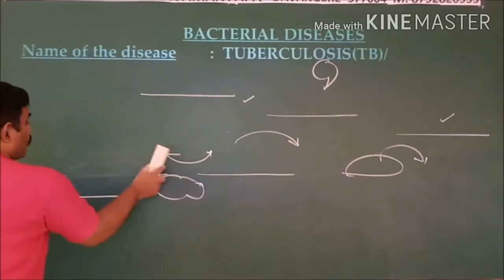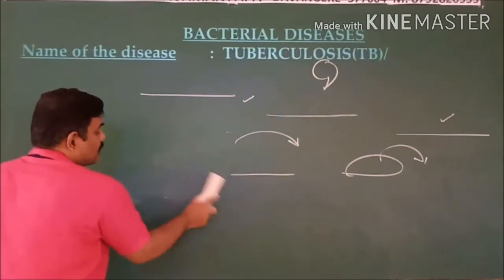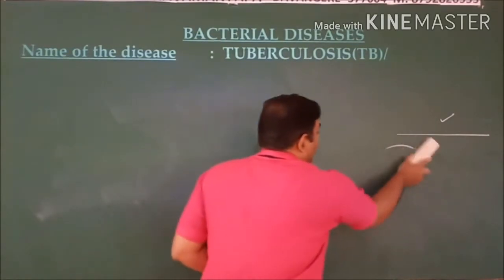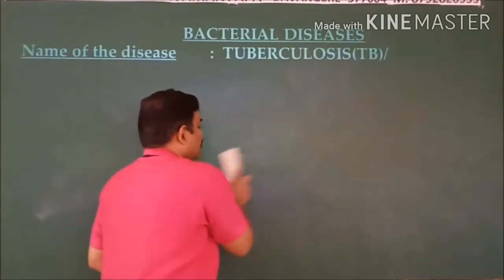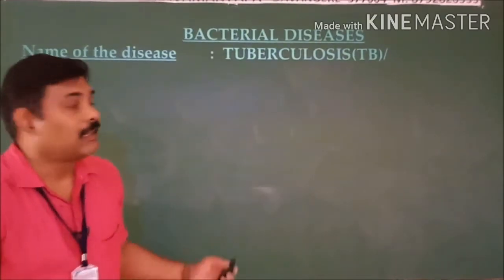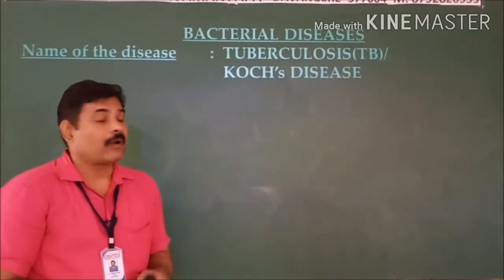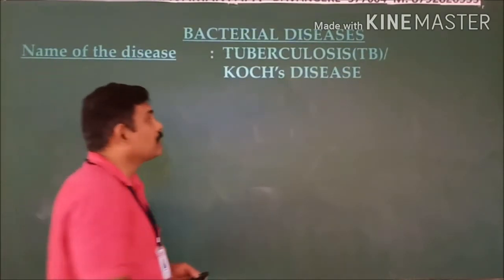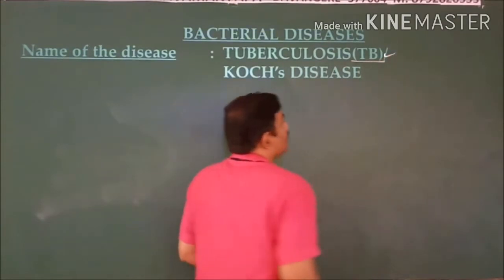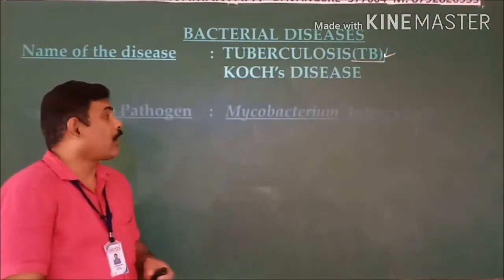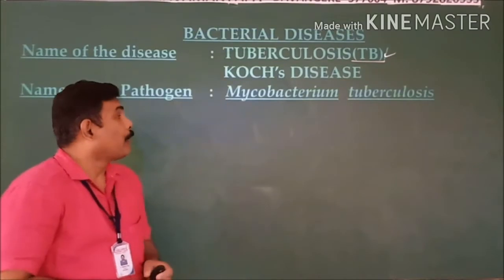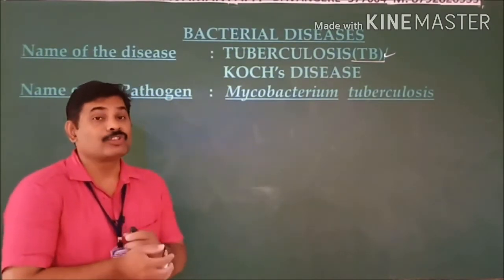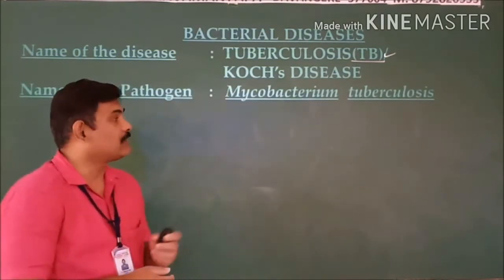is tuberculosis. This tuberculosis in general we used to call as TB disease, and it has got another name also. This is known as Koch disease. Tuberculosis, in simple terms, we call it TB. And this is caused by a bacteria known as Mycobacterium tuberculosis, the causative organism or the pathogen of this disease.